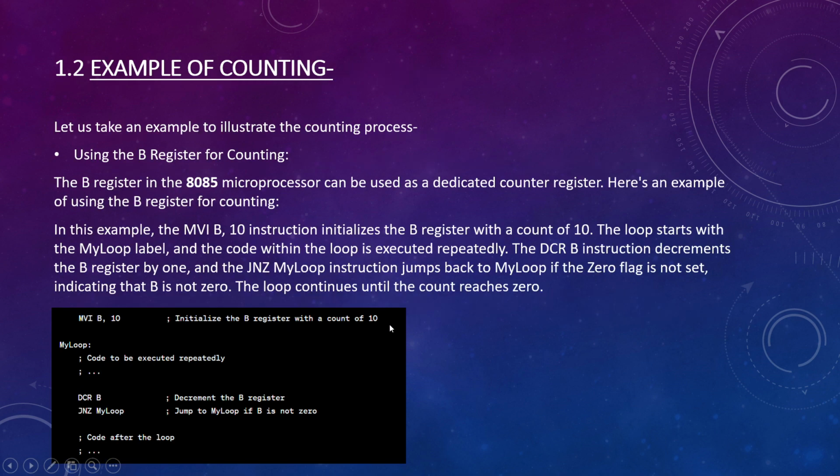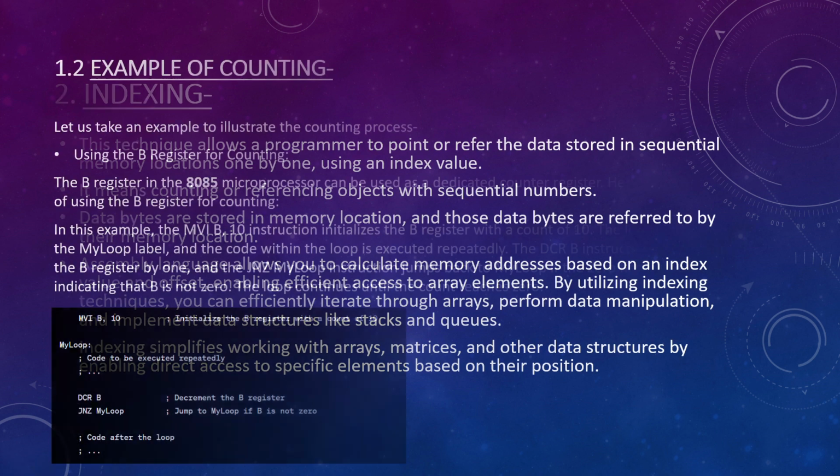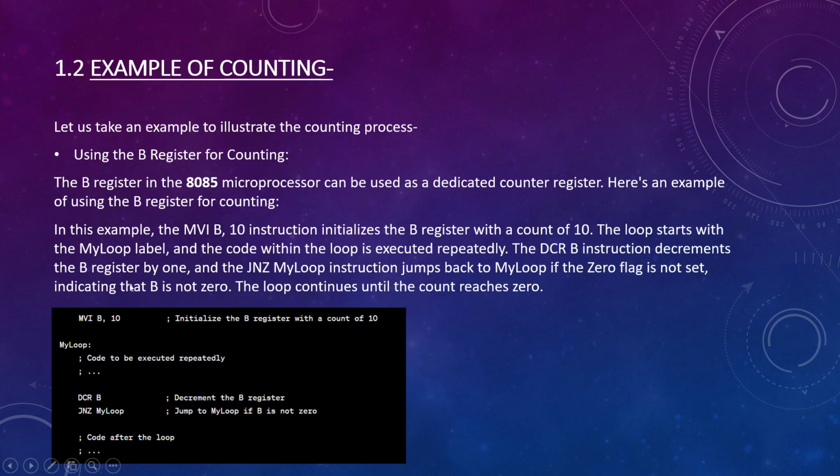Now we will look at one example of counting, and understand how counting is implemented in a microprocessor. Here we are taking an example of the 8085 microprocessor using the B register for the counting process. The B register can be used as a dedicated counting register. In this example, we have the instruction MVI, which initializes the B register with a count of 10.